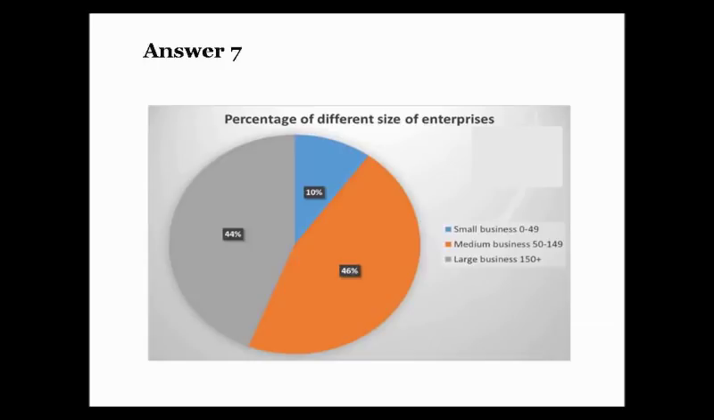The pie chart gives information about the percentage of different size of enterprises. To begin with, we can see that there are three categories in comparison, which are small business with less than 49 employees, medium business with more than 50 but less than 149 employees, and large business with more than 150 employees. According to the graph, the largest proportion goes to medium business with a figure of 44%, while the smallest proportion goes to small business with a figure of 10%. Last but not least, for large business, the figure is 44%. In conclusion, 90% of the enterprises are medium business and large business.